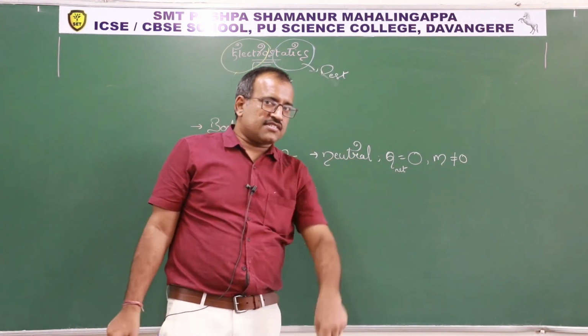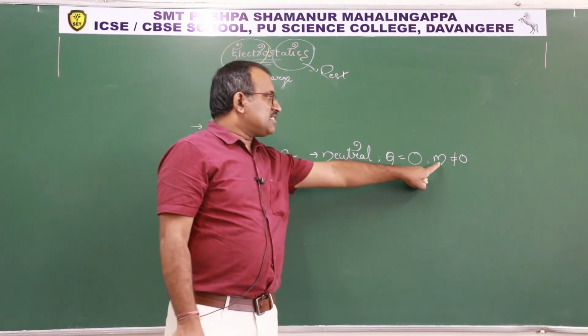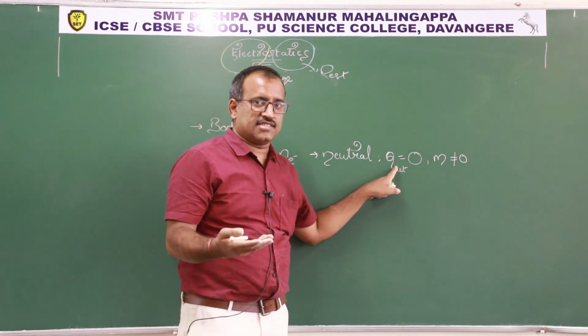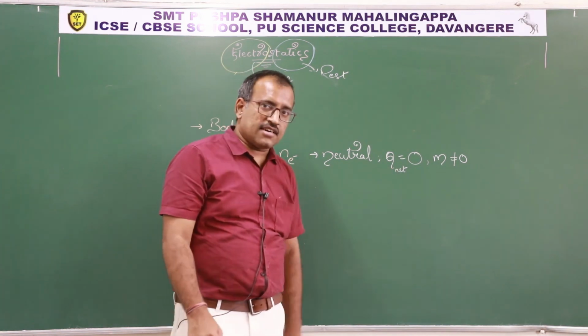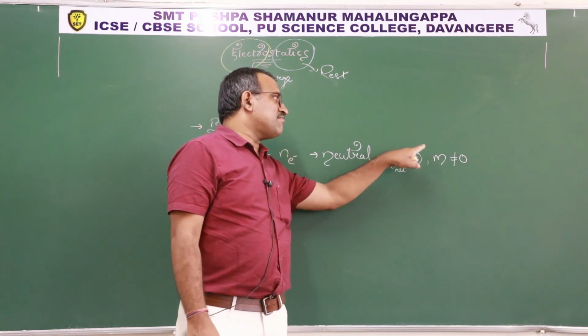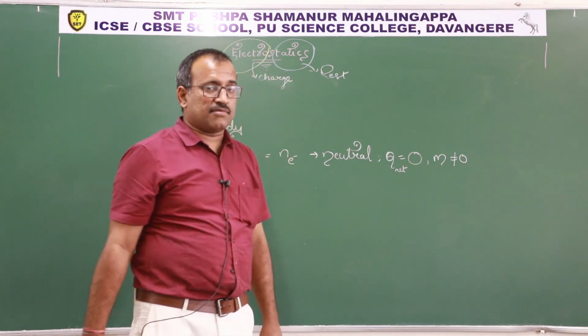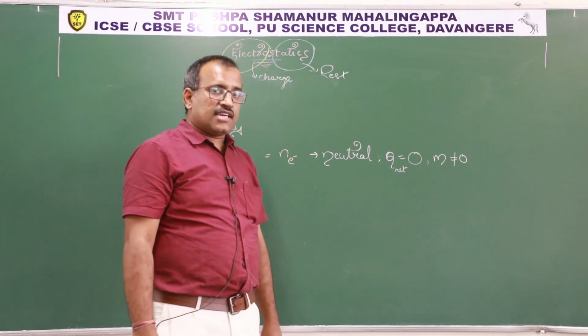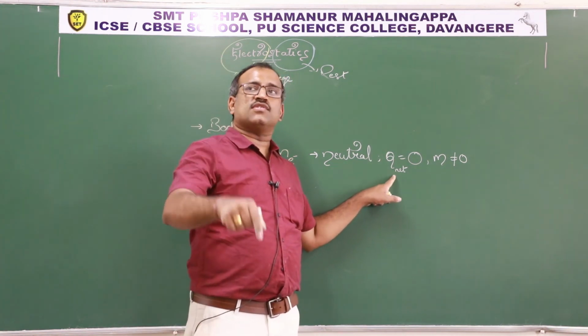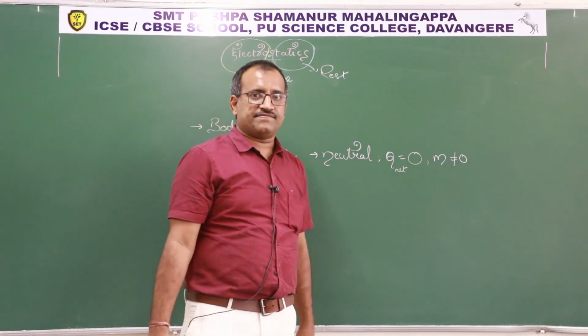You have to understand, mass exists, charge may exist. Clear? Some people will say that wherever charge exists, mass will exist. Absolutely correct. But wherever charge does not exist, there also mass can exist. Clear?